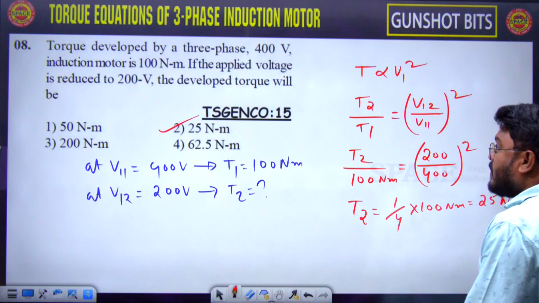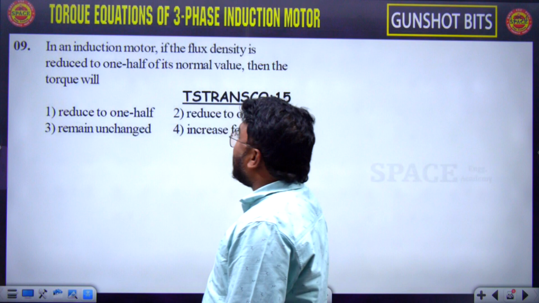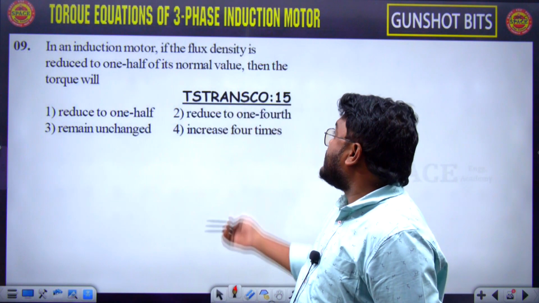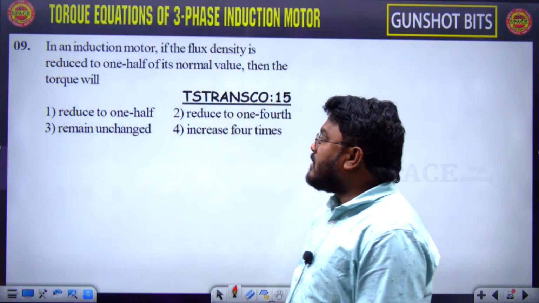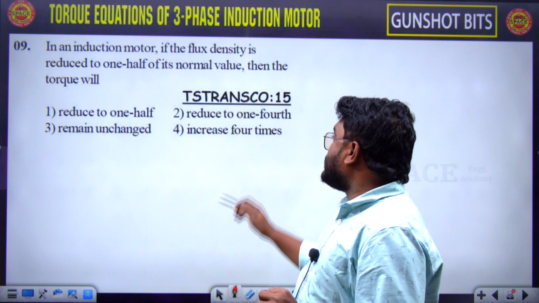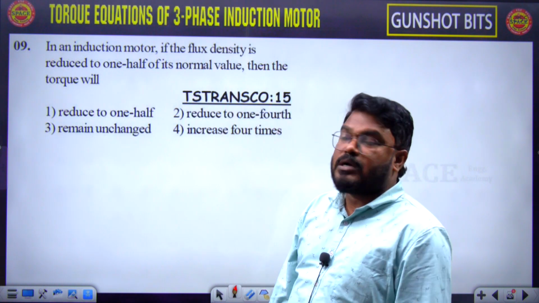And next let us solve question number 9. In an induction motor, if the flux density is reduced to 1/2 of its normal value, then the torque will be: option 1, reduced to 1/2; reduced to 1/4; remains unchanged; increased to 4 times.